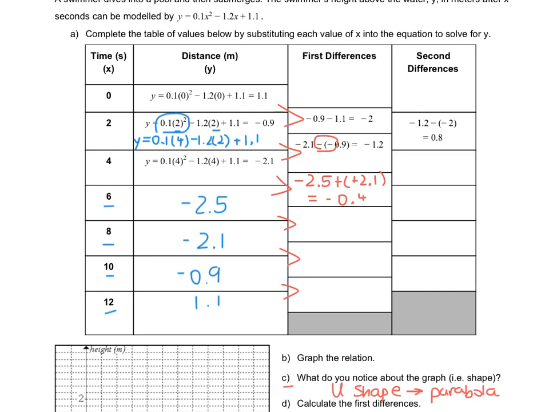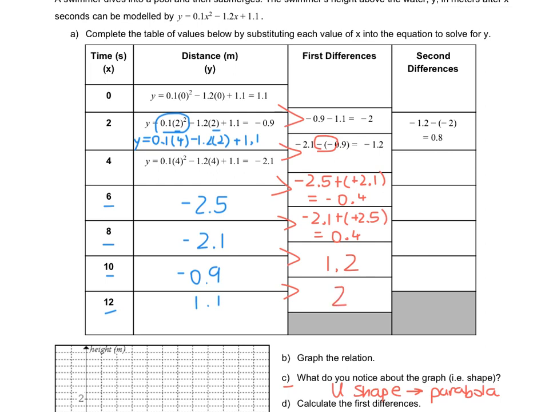All right, so for the next one, we should have negative 2.1 minus negative 2.5. Make sure you're doing bottom minus top, and you get positive 0.4 because of that double negative. And then negative 0.9 minus negative 2.1 is going to be 1.2. And then 1.1 minus negative 0.9 will be positive 2.